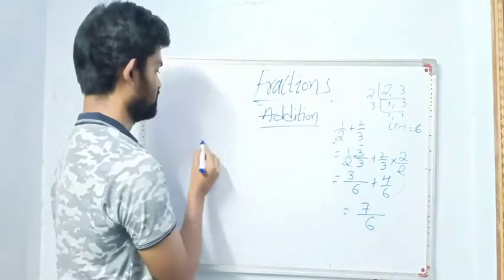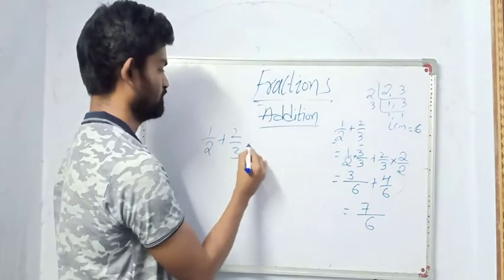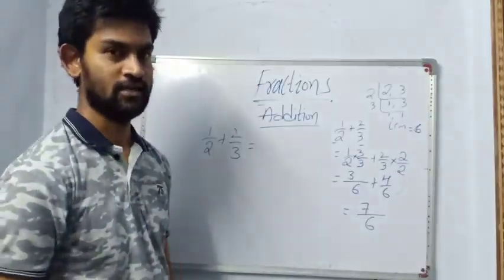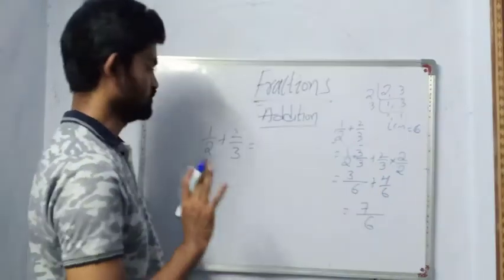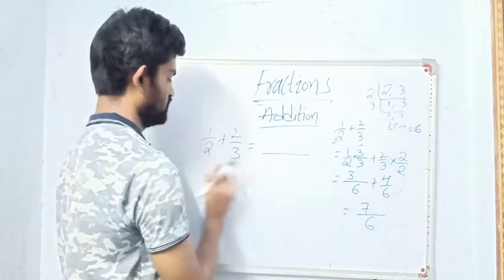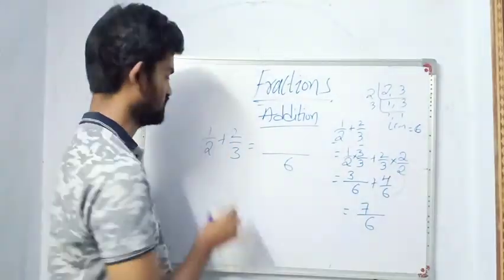See, same thing I am taking. So 1 by 2 plus 2 by 3, same question I am taking. Now without doing an LCM, we can directly find the answer. You just do cross multiplication. First multiply 2 into 3. 2 into 3, 6. Do cross multiplication now.